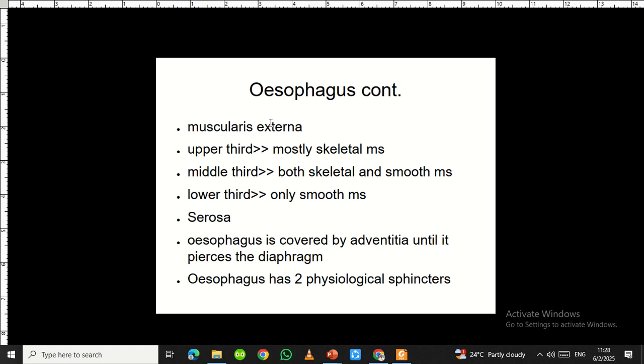Now let us take a look at some clinical causes regarding the esophagus. So there is what we call gastroesophageal reflux disease. This is due to an incompetent inferior esophageal sphincter, right? That can allow the acid of the stomach to move up into the esophagus. And this can be associated with things like heartburn and also metaplasia of the esophageal epithelium.